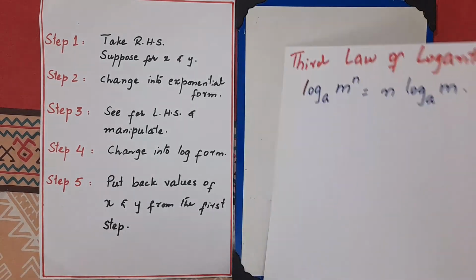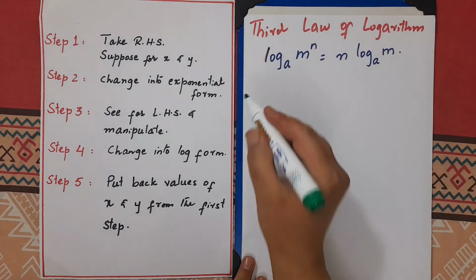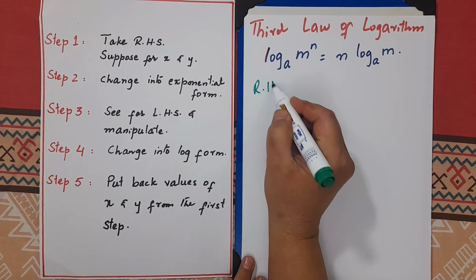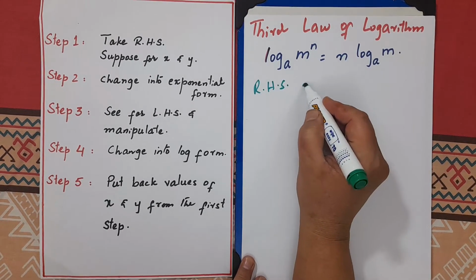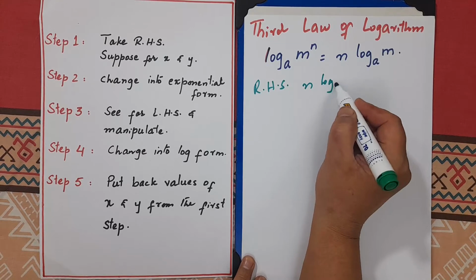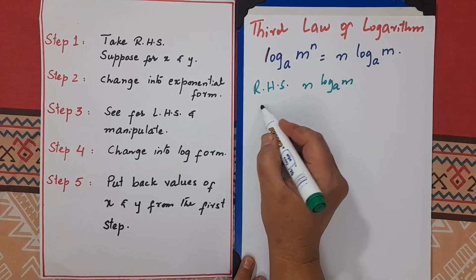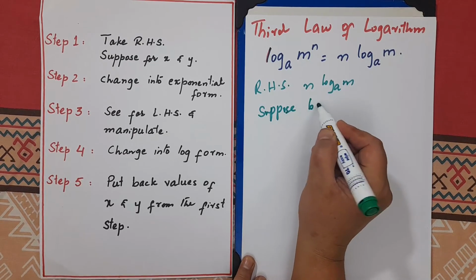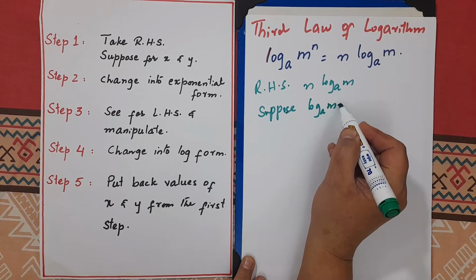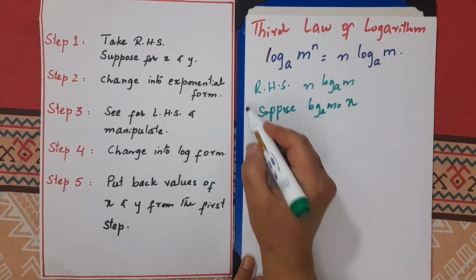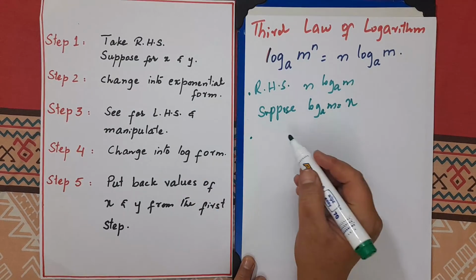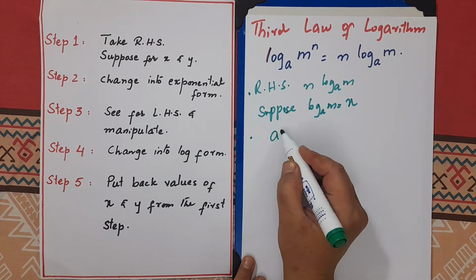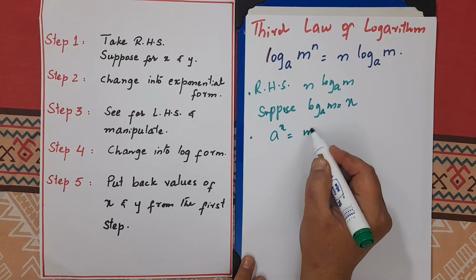Let us come to the proof of the third law. Same steps, exactly the same steps. Right hand side, n into log to the base a of m. Suppose log to the base a of m is equal to x. Second step, exponential form, a raised to power x is equal to m.